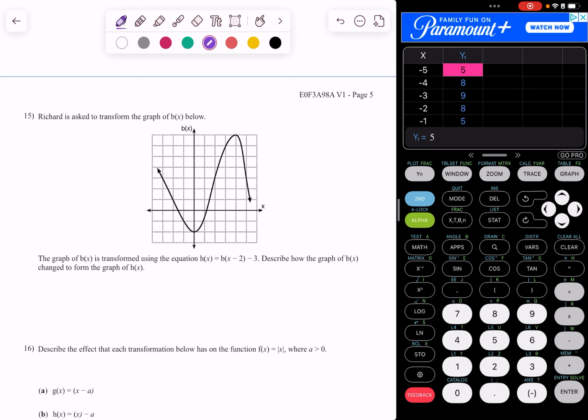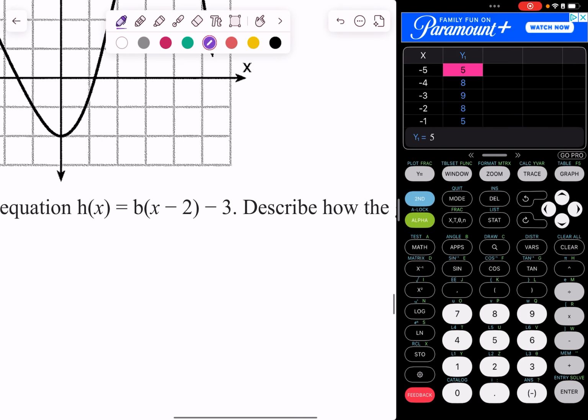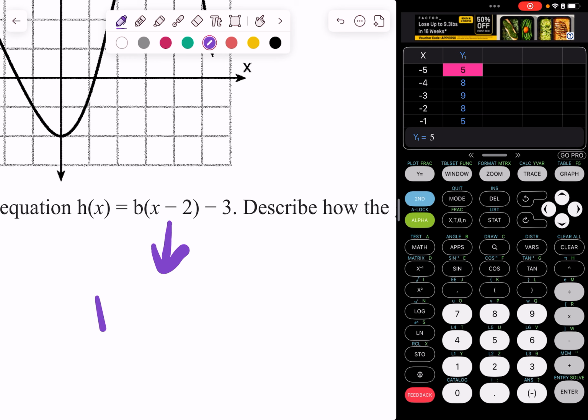All right, let's look at this question. Richard is asked to transform the graph of b of x below. He wants to transform it using this function. Describe how this would change. Okay, guys, you need to think about what a number inside the parentheses does. Inside the parentheses, the number makes it go to the left or to the right, but it's opposite of what you think. Because it's negative 2, we would want to say it goes to the left 2, but it's actually to the right 2.